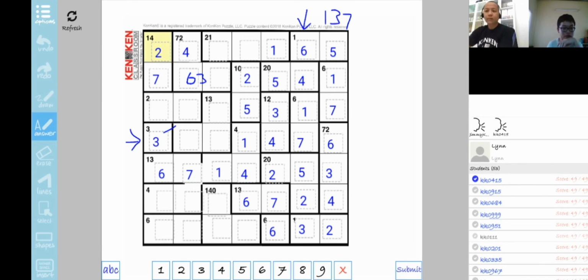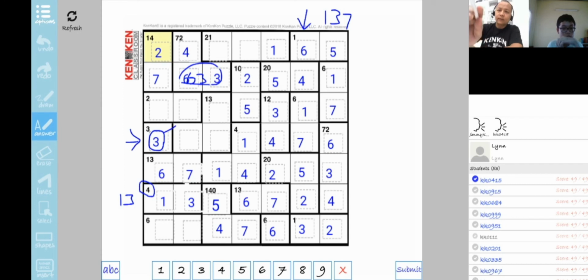And then for 140, there can only be multiplication. So it's 7, 5, and 4. Since there's a 7 here and a 4 here, so it will be a 5 here, a 7 here, and 4 here. So this 4 will be addition, which is 1 and 3. Since there's a 3 here, so it's 1, 3, and this will be 6, 3.